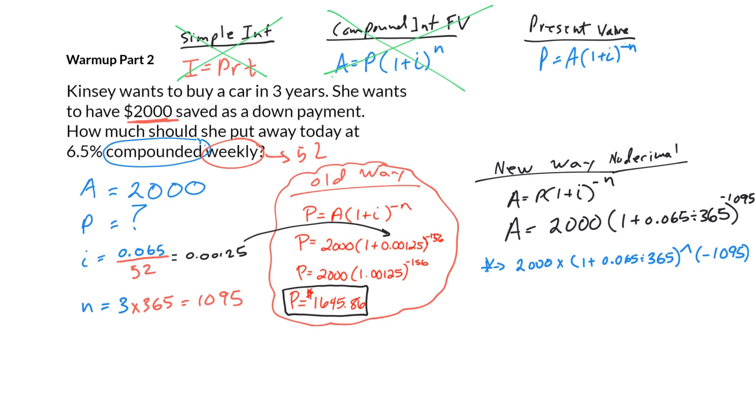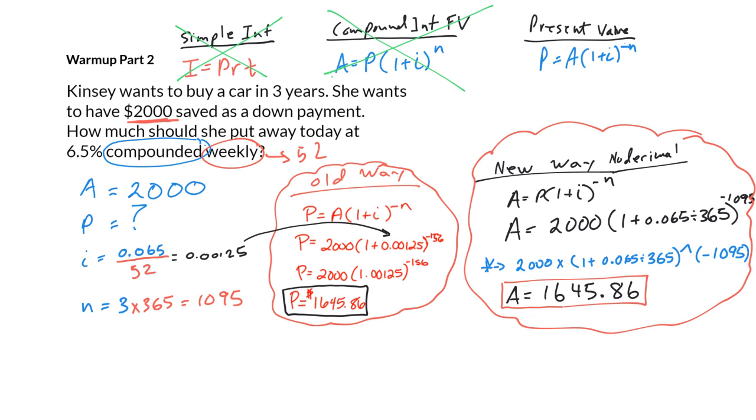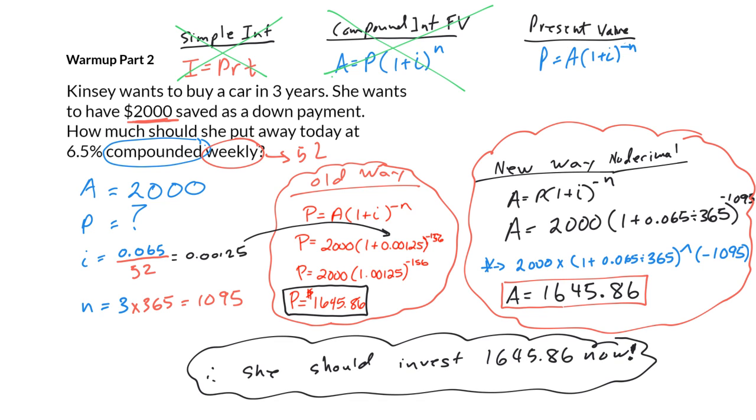Now, just like we practiced before, we always put a bracket around the thing that we're going to do the y to the x part to. All right. And once you punch that in, you're going to get the exact answer again. A is equal to $1,645.86, which is what we expected. So to answer the final question, you're going to say, therefore, she should invest $1,645.86 now.